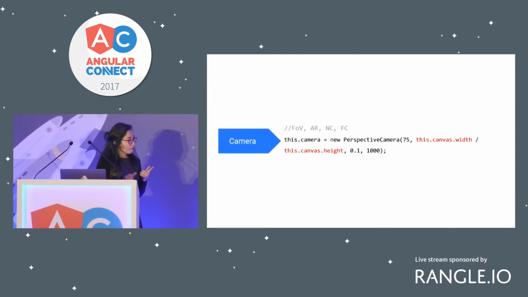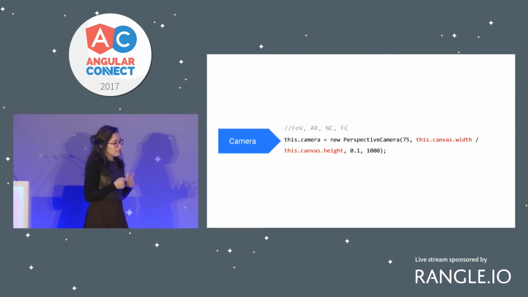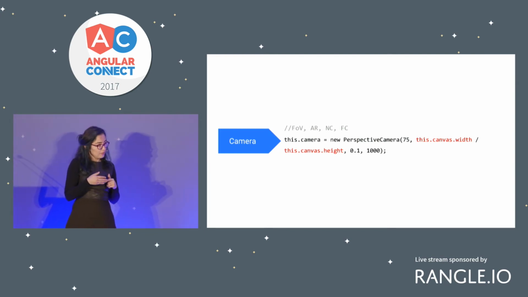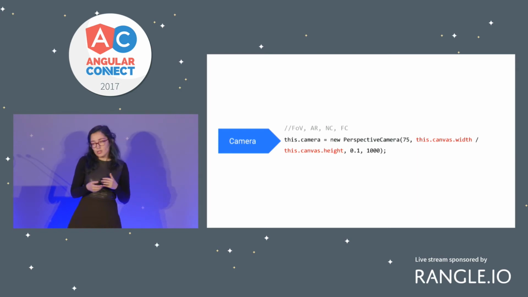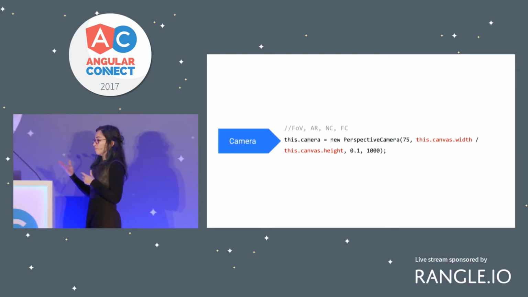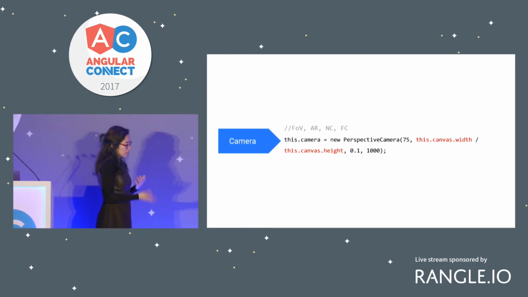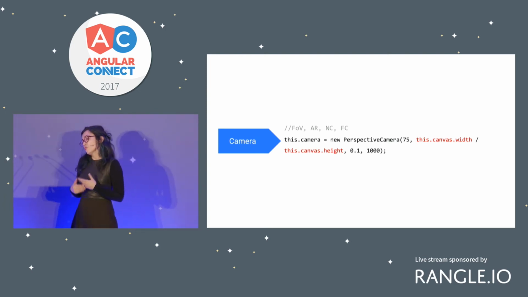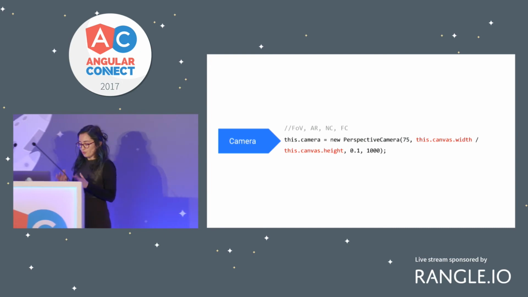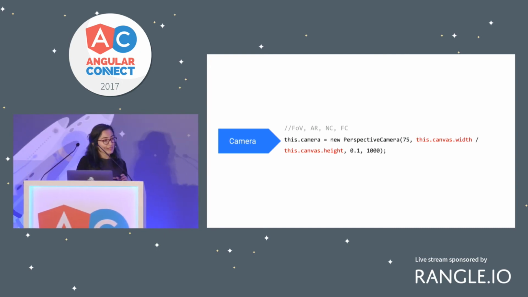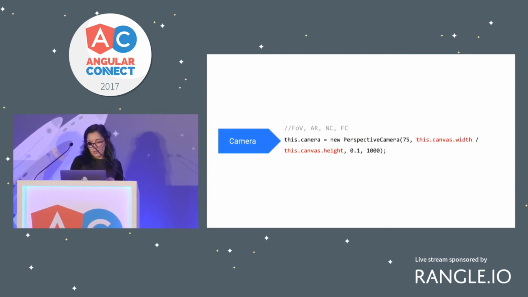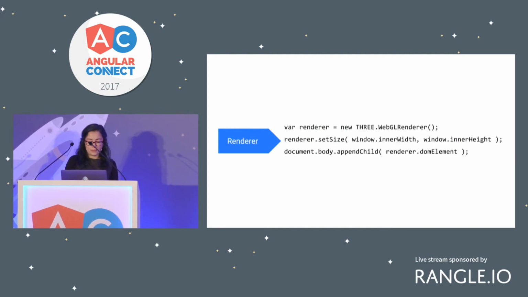And one thing to remember is to give the width and height to calculate the aspect ratio. Otherwise, your images will be distorted. But for performance reasons, you can divide this by two, or make it smaller, but the aspect ratio has to be the same ratio as the canvas width and height.